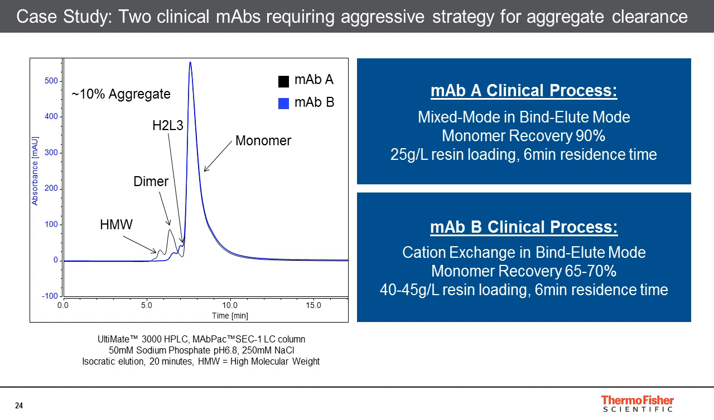So as an alternative strategy to these clinically developed polish steps, we used POROS HIC resins to design processes for both mAb-A and mAb-B that had improved productivity, complete aggregate removal, as well as orthogonal HCP and viral clearance.